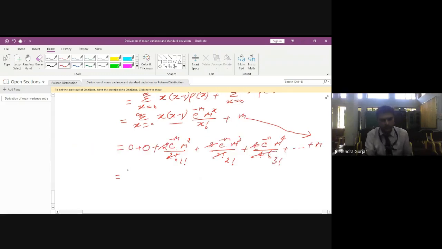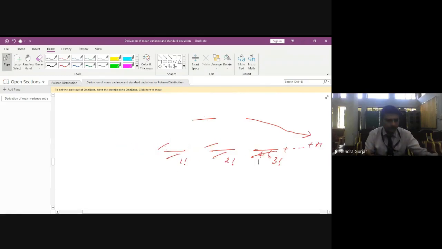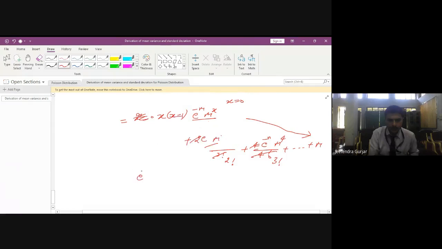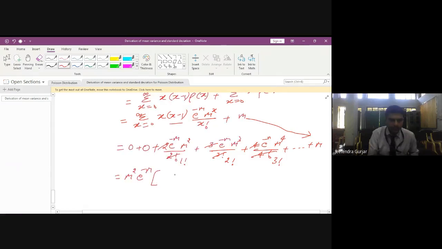Similarly, what is common in these values, students? Yes, it is m square e raised to minus m that is common. So please remember this, substitute the values now, simplify this. I'm going to take m square e raised to minus m outside. What is remaining here, students? It is 1 plus m upon 1 factorial plus m square upon 2 factorial plus so on. What is the last term? It is m. We have kept this m as it is. So we'll continue keeping m as it is.